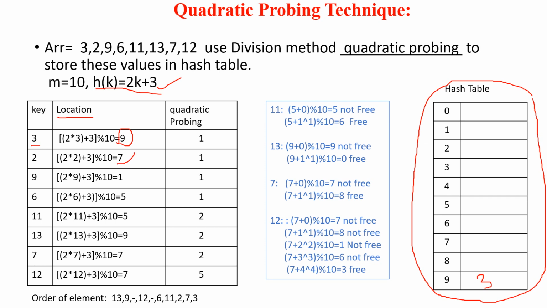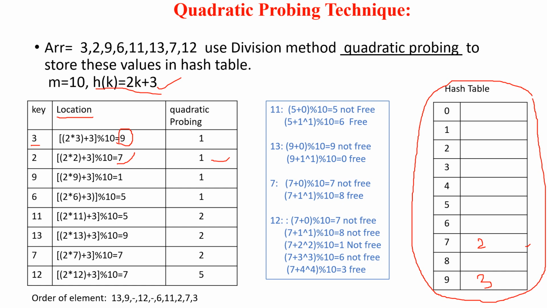Go and check the table. Is the 7th free? Yes, it is free. Then what you are doing? You are getting it in one time. The place is completely free, so 2 is going to be stored at the 7th location. So the probing is what? 1.